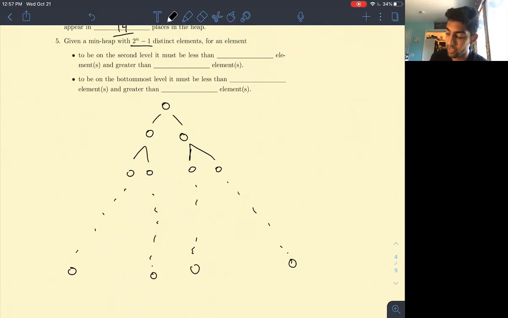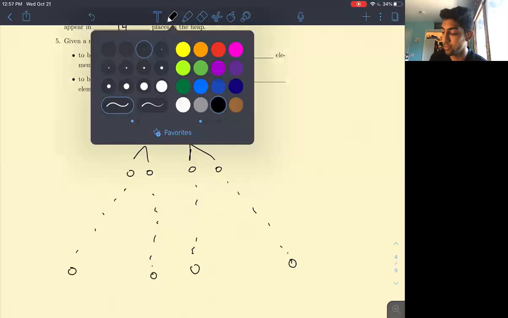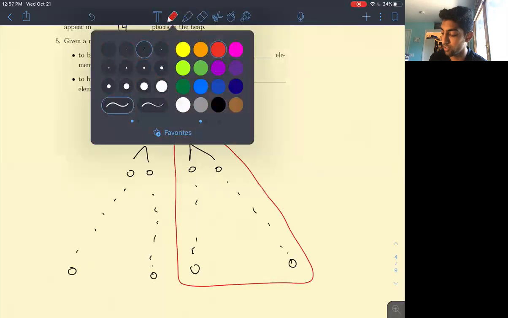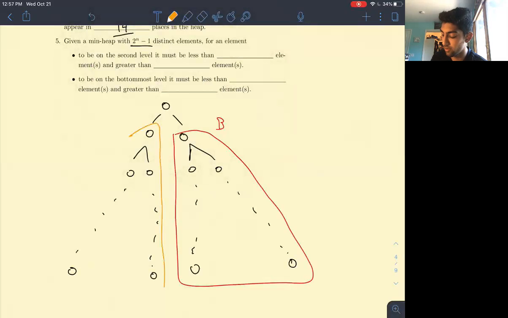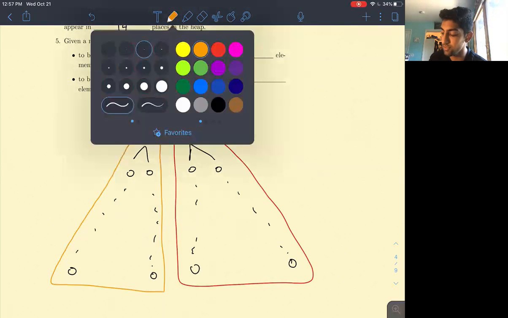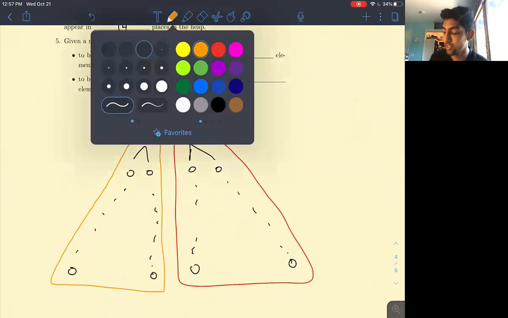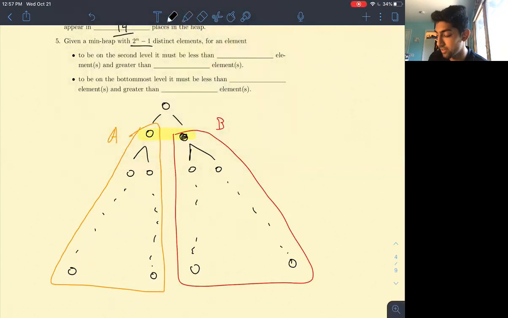Okay, here is my attempt at drawing an arbitrary min heap, and I'm going to partition it into 2 subtrees. We'll call this subtree B, and we will call the subtree on the left subtree A. So now let's look at an element on the second level. Let's just choose this one on the right.